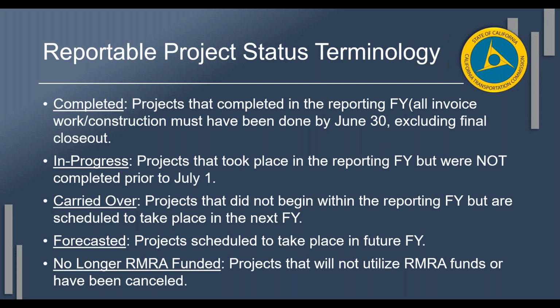And progress is anything that was active but not completed within the fiscal year. So just because it was awarded, if no invoiceable work took place, no actual construction work between July 1 and June 30, then it doesn't matter. You don't get to count that as active, okay? Just because it was awarded. It needs to have actually started. Invoiceable work needs to have occurred.